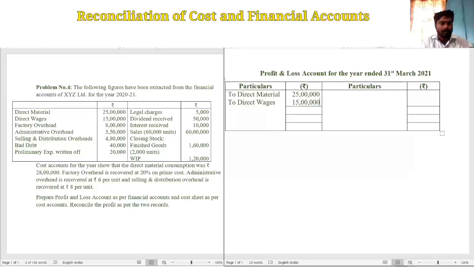Okay, so then administrative overhead, selling and distribution overhead, bad debt is a financial expense, should be considered in the next part. First we need to calculate the gross profit, then legal charges, dividend received, financial income, interest received, then sales. By sales, kindly write the amount. Write the amount of sales. Sales 60 lakhs.